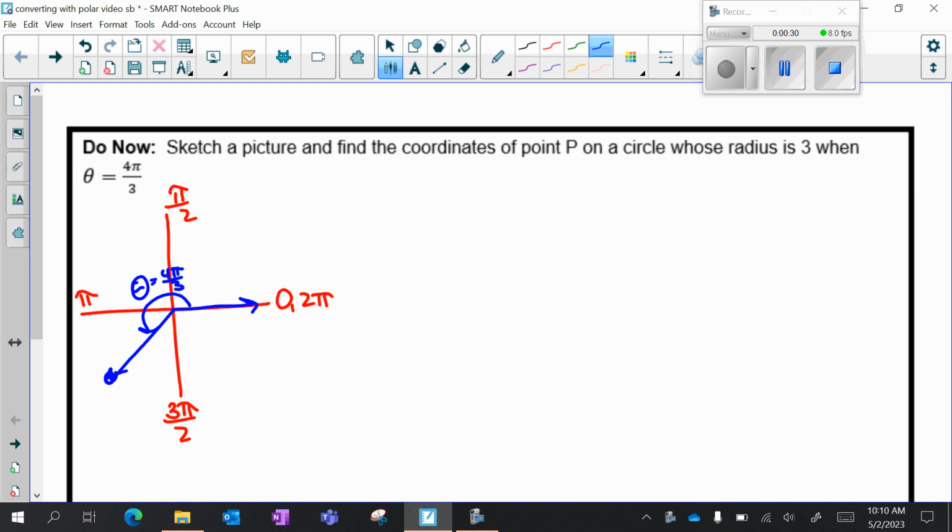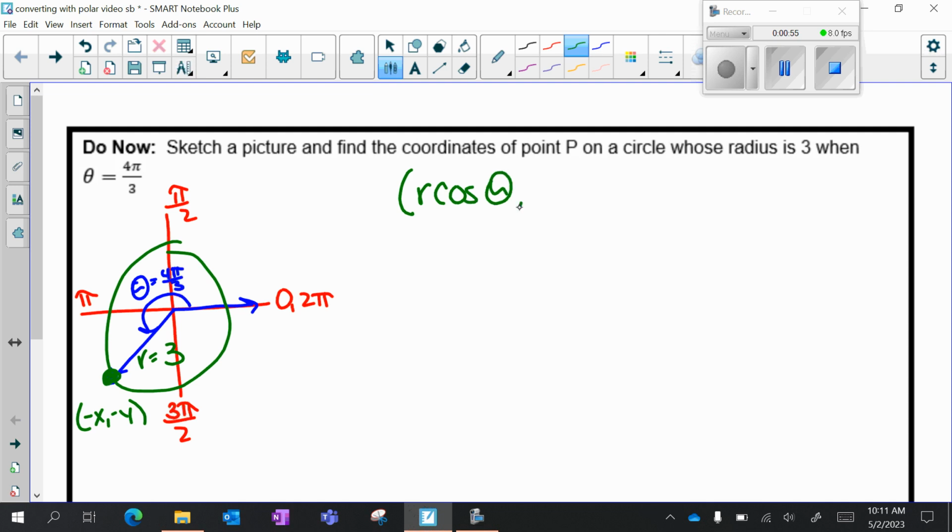So if this is my point, this is going to be a circle with a radius of 3. So this is the point -x, -y. If I was on the unit circle, it would be cosine comma sine. But remember that we're not on the unit circle because the unit circle has a radius of 1. So my coordinate point is going to be r cosine theta, r sine theta.